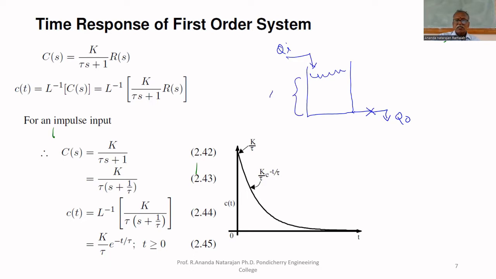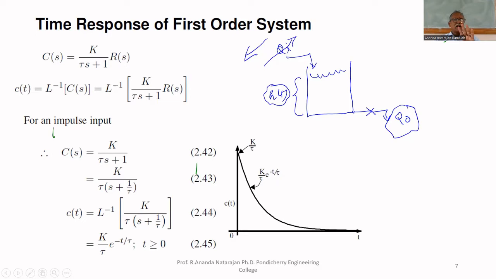This H is the output. I want to maintain this level H, irrespective of outflow rate. So what do I have to do to maintain the level? I have to adjust the inflow rate equal to the outflow rate. If you maintain inflow rate equal to outflow rate, the level remains constant. So we have to measure the height. If the height decreases, we have to increase the inflow rate. If height increases, we have to decrease the inflow rate. That is the idea of control.